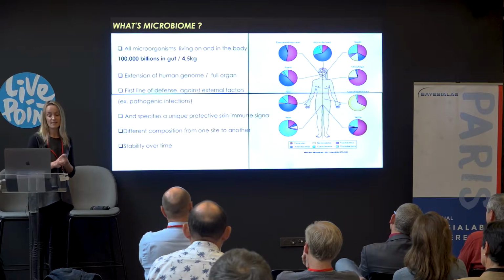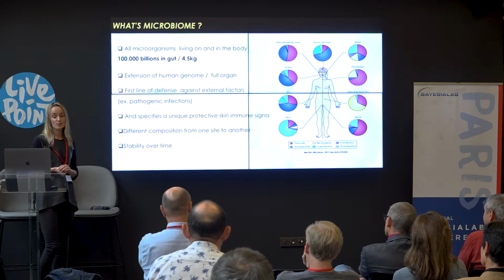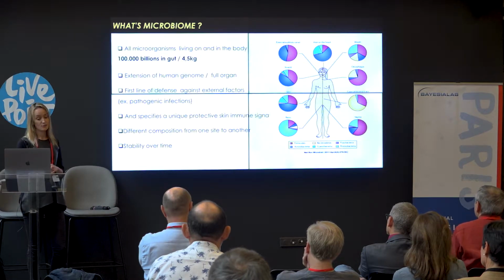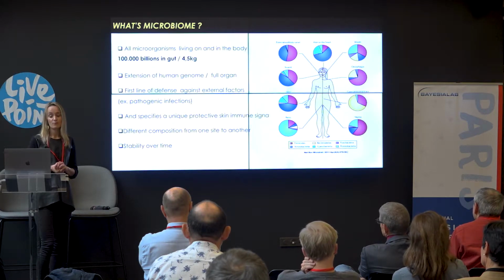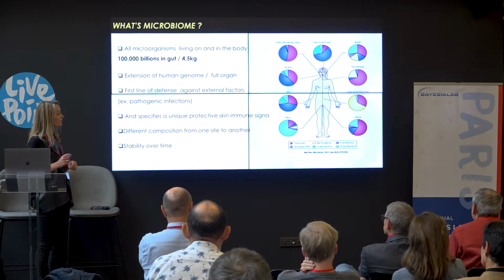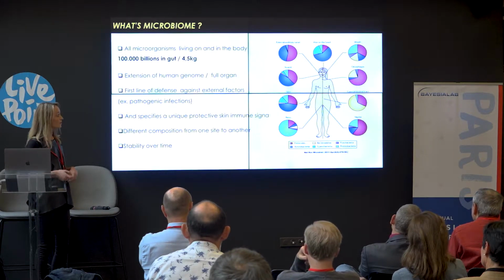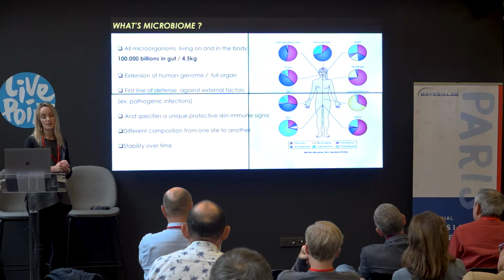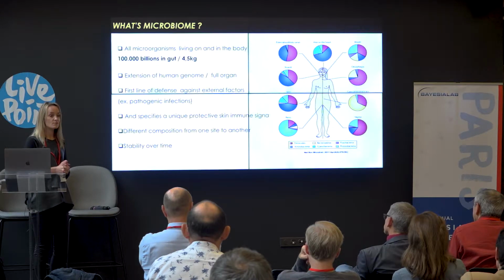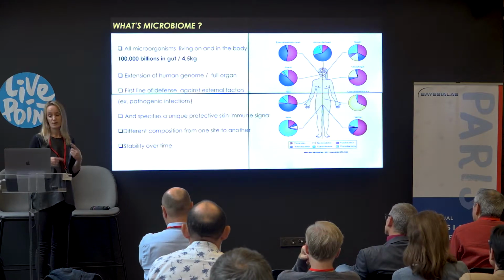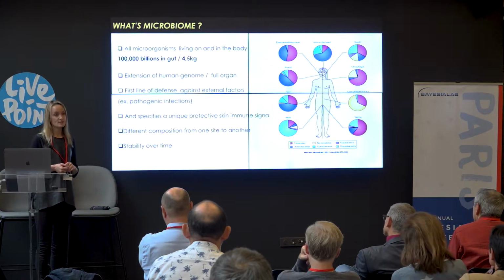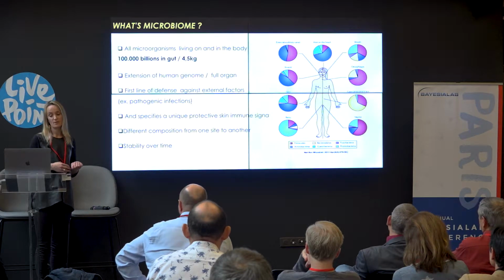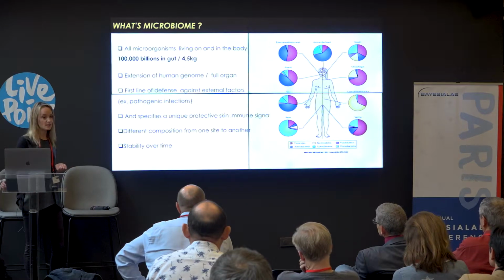This is the first line of defense against external factors, such as pathogenic infections, and it specifies a unique protective skin immune signature. The microbiome is very different from one site to another. You don't have the same microbiome on the skin or in the gut, but a lot of studies have been conducted and have shown that the microbiome is very stable. That means that if you do several analyses, you will always find the same results over time, with a little variability for sure. So it's quite interesting for statistical analysis.